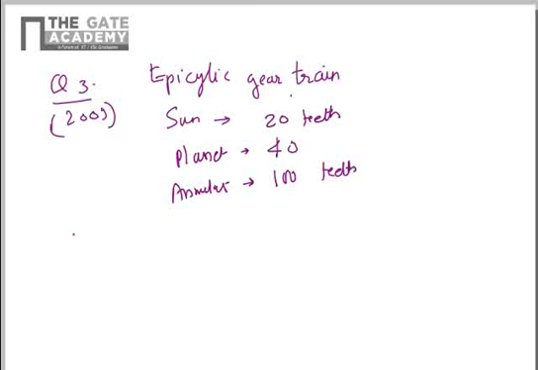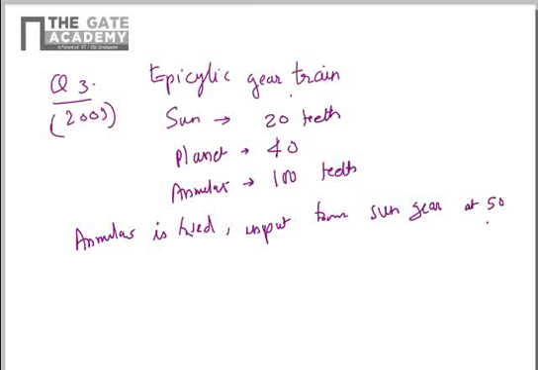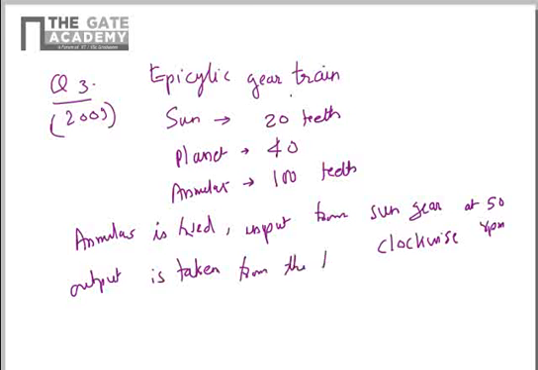Now it is provided that the annulus is fixed and the input is the sun gear, which is rotating at 50 rpm clockwise, and the output is taken from the leg, or the arm. The question is to find the rotational speed of the output.